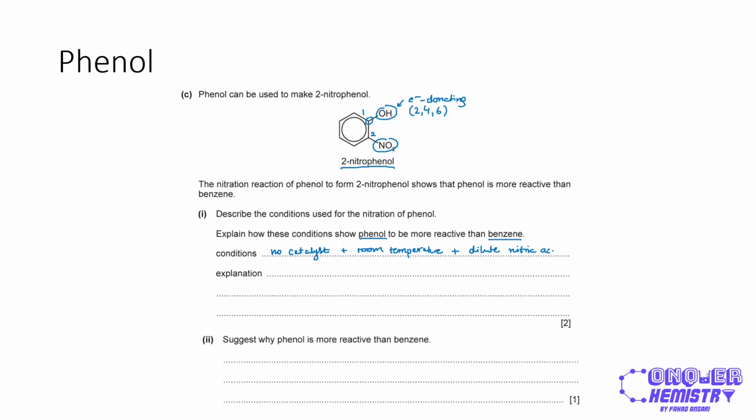So you can see that if this reaction can take place with a lower concentration of the other reagent, which is nitric acid, and at a lower temperature, and without the need of a catalyst, then that shows us that phenol, in fact, is more reactive than benzene.